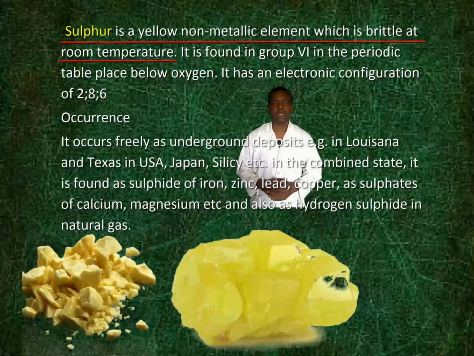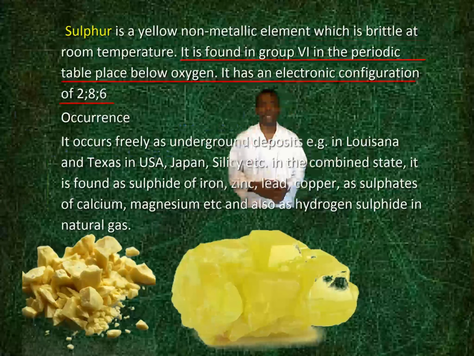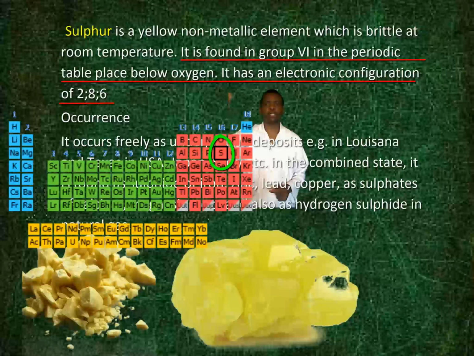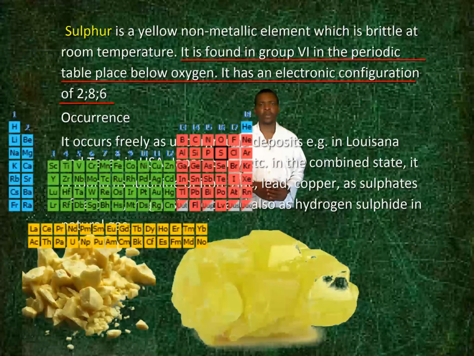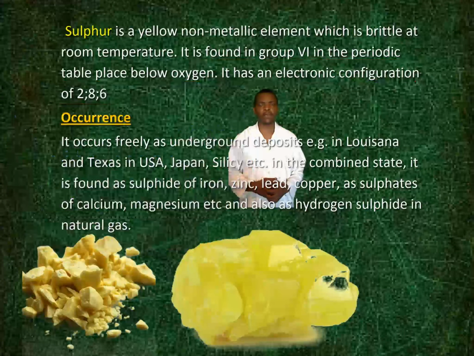Sulphur. Sulphur is a yellow non-metallic element which is brittle at room temperature. It is found in group 6 in the periodic table, placed below oxygen. It has an electronic configuration of 2, 8, 6.